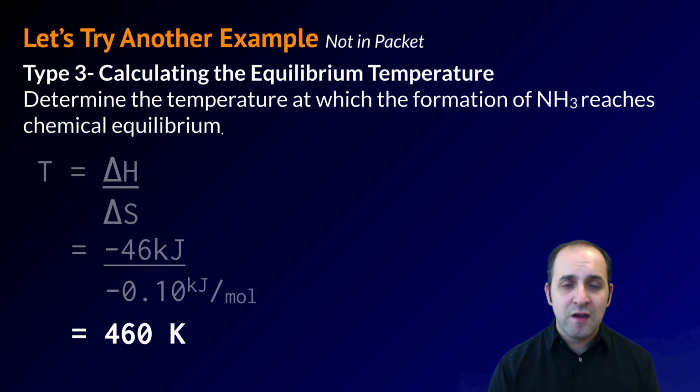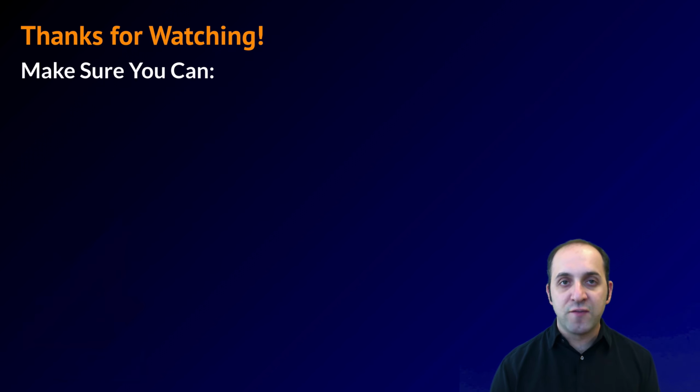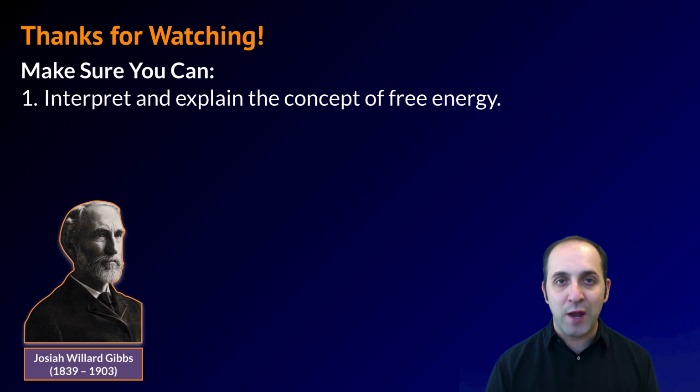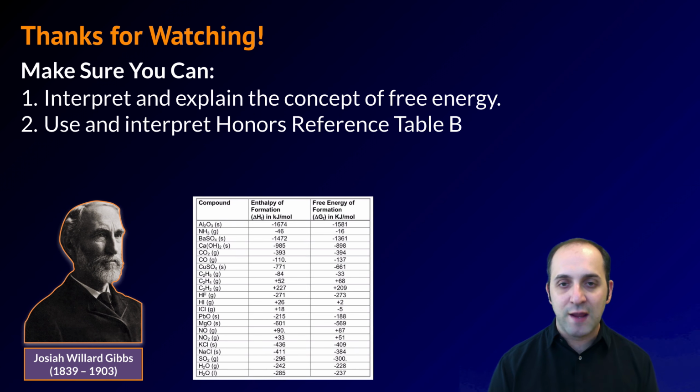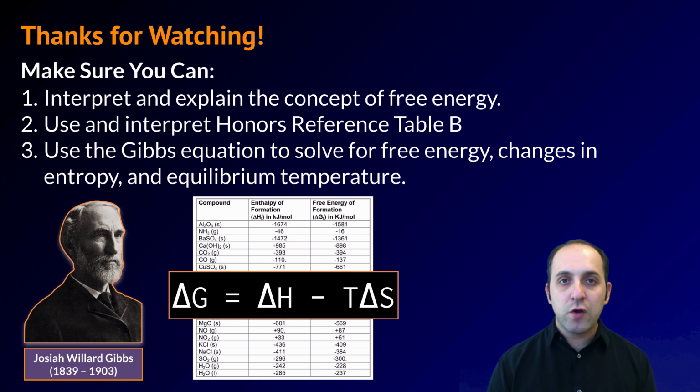Does this make sense? If it doesn't, take a moment and write down any questions that you have before we wrap up. Thanks so much for watching our discussion of spontaneity calculations and the Gibbs free energy equation. Make sure you can do the following things here at the end. Make sure you can interpret and explain the concept of free energy. Also make sure that you can use and interpret Honors Reference Table B. Finally, make sure that you can use the Gibbs equation to solve for free energy, changes in entropy, and the equilibrium temperature. If you can do all these things, you're doing great.